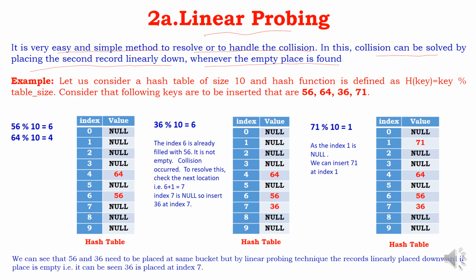For example, let us consider a hash table of size 10. Say there are 10 data items we can store. So there is a table which can store 10 data items, and we are going to use a hash function using the division method. Using the division method, the hash function is hash key equal to key percentage table size, which is the division method.